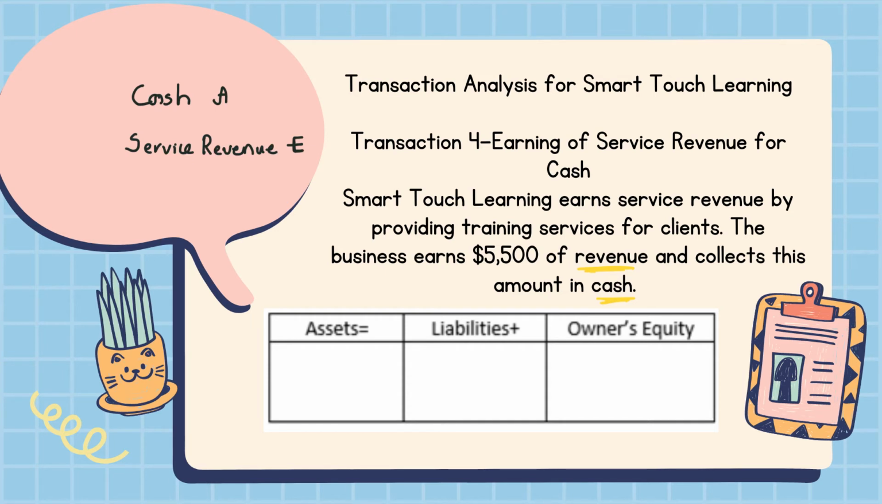So I received cash, or I collected cash, so my cash increased, my assets increased. Service revenue will always increase my equity. So under assets, I'm going to write cash, positive 5,500, and for the equity I'm going to write service revenue, and also it's positive 5,500.